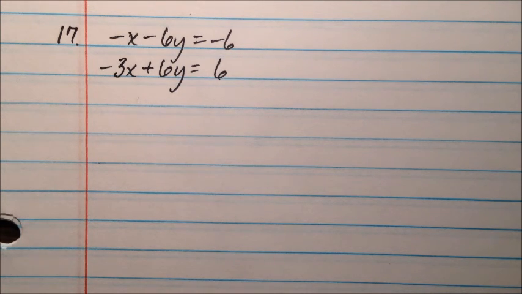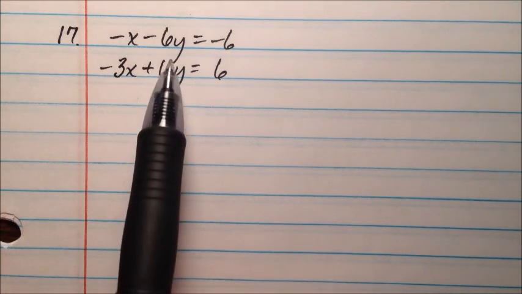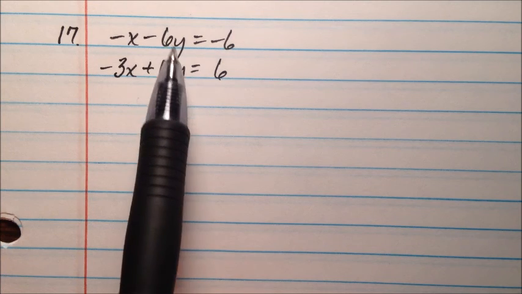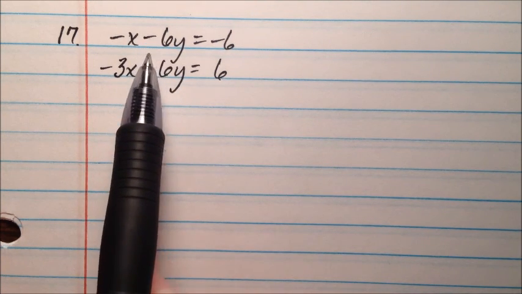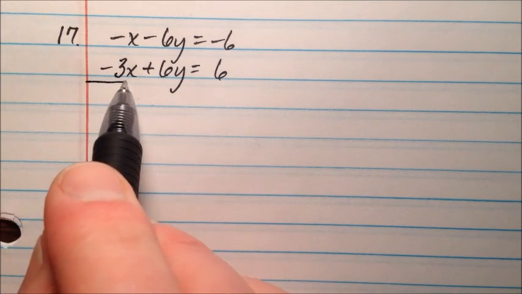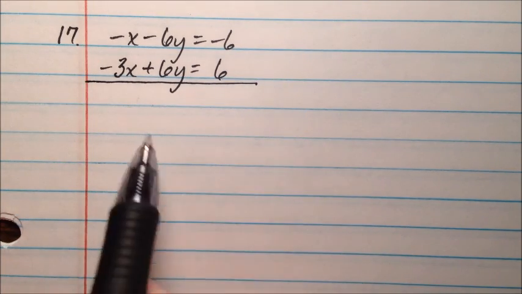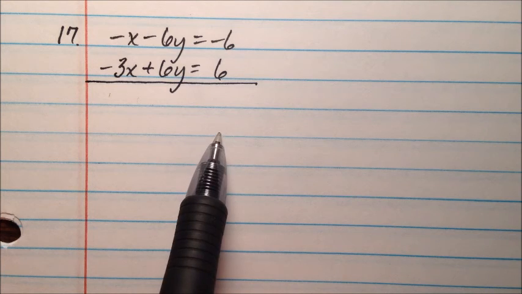Number 17 has negative x minus 6y equals negative 6, and the other one is negative 3x plus 6y equals 6. So it's nice here for elimination because it looks like in these y's, the coefficients are already equal in number, they're both 6, but opposite in sign. One's negative and one's positive. Well, that's nice because what I can do is just add these two equations straight down.